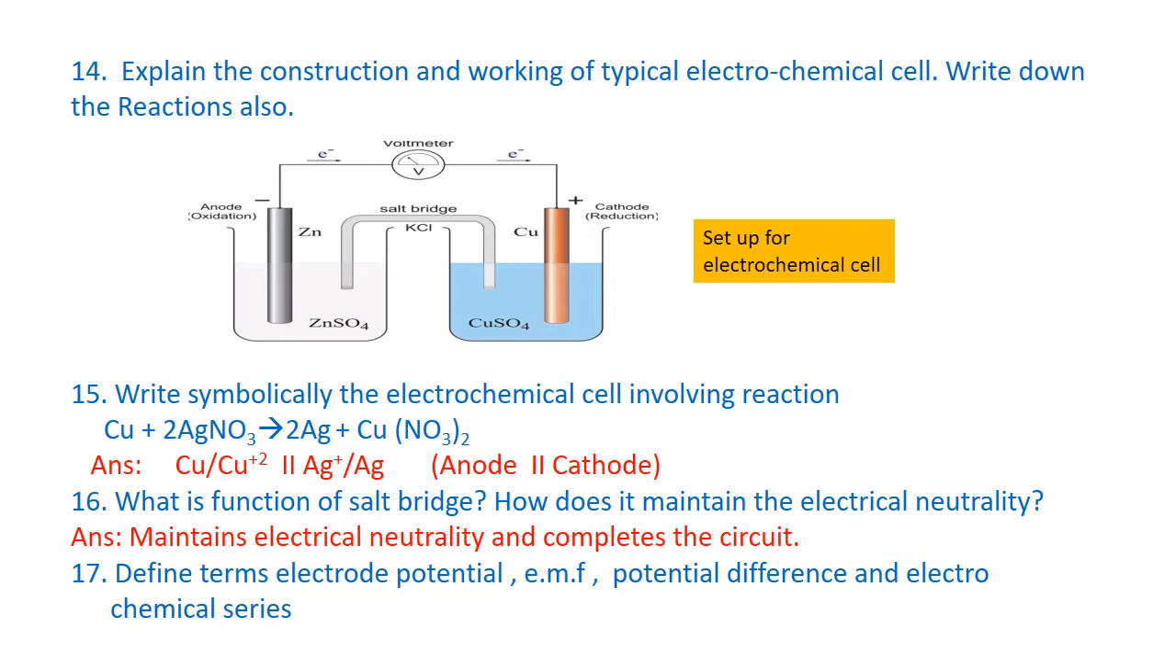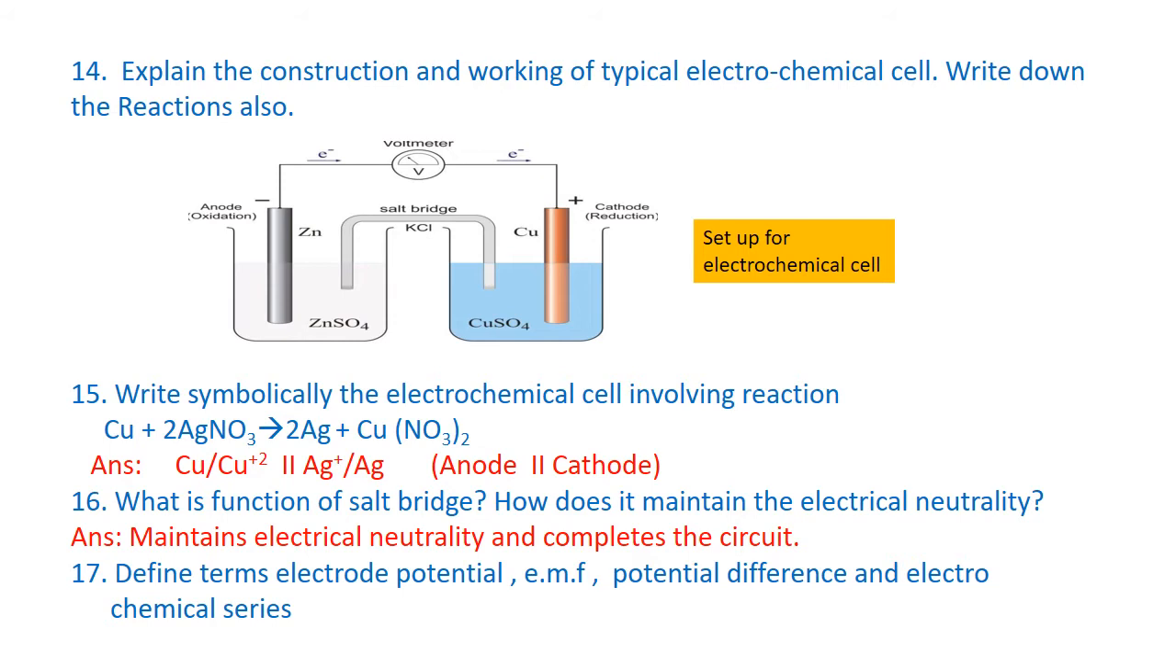Question number 15. Write symbolically the electrochemical cell involving the reaction. It is an example for you. Copper plus 2 silver nitrate gives silver plus copper nitrate, and we must know that copper is converting into copper plus 2 and silver plus is converting into Ag. तो जैसा कन्वर्जन हो रहा है वैसा ही हमें लिखना होगा. And in the symbol, the anode is at the left side, the cathode at the right side, and the salt bridge is given by 2 parallel lines.